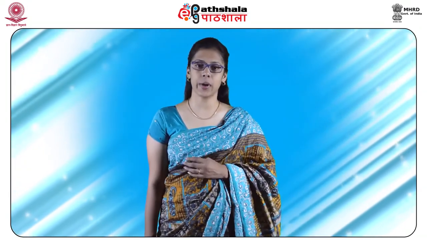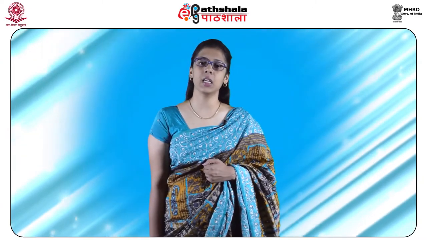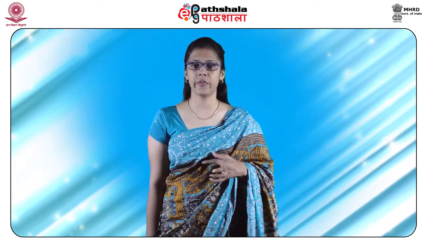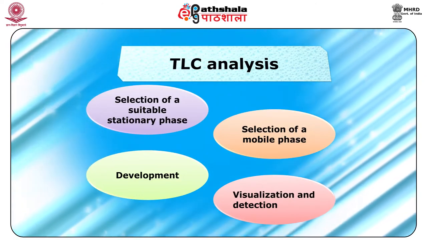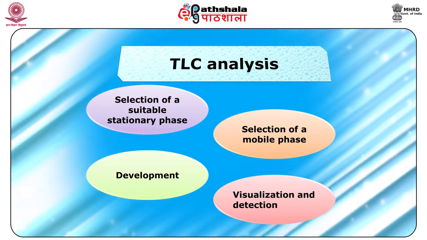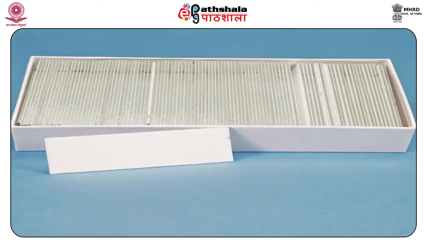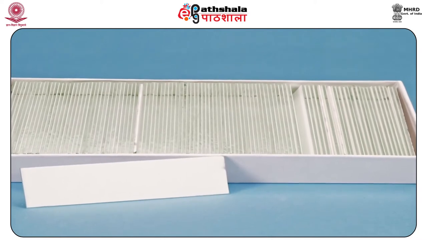First, thin layer chromatography. For 25 years in forensic science, TLC, that is thin layer chromatography, has been used for comparison of control and questioned fibers. The most important advantage of this technique is its ease as contrasted to different chromatographic techniques. The analysis involves first the selection of a suitable stationary phase, selection of mobile phase, development, and the visualization and detection. For the analysis of dye fiber, aluminium backed silica plate is recommended.